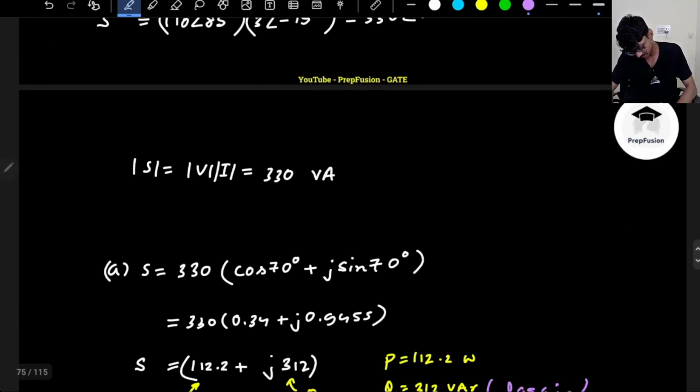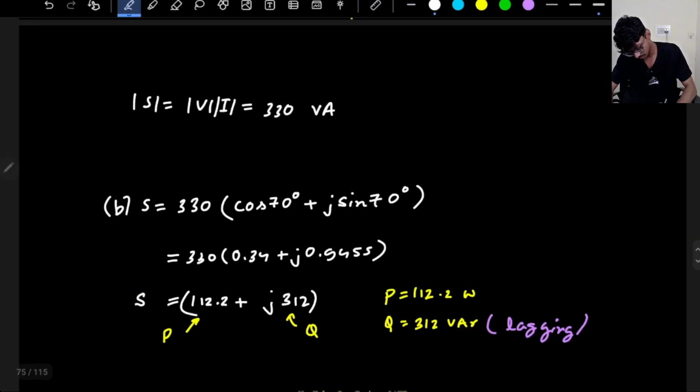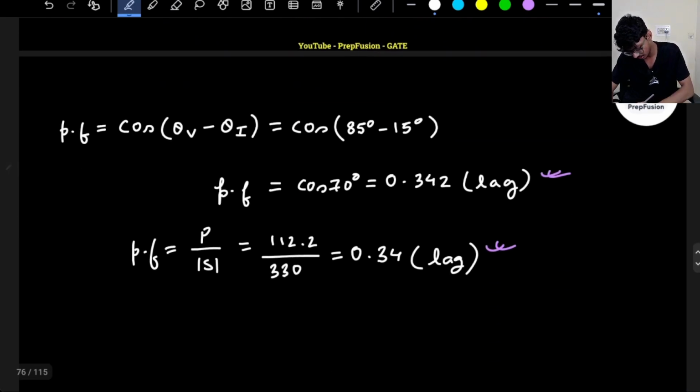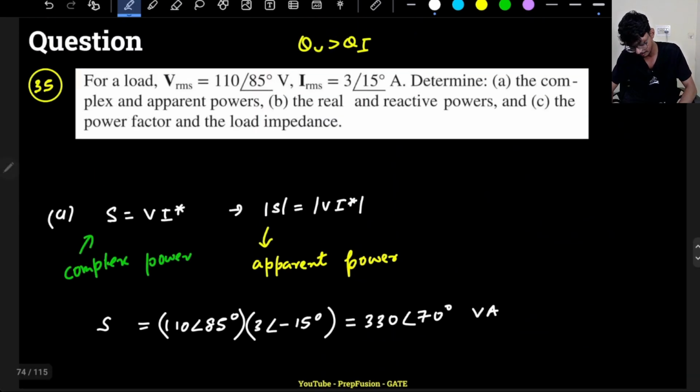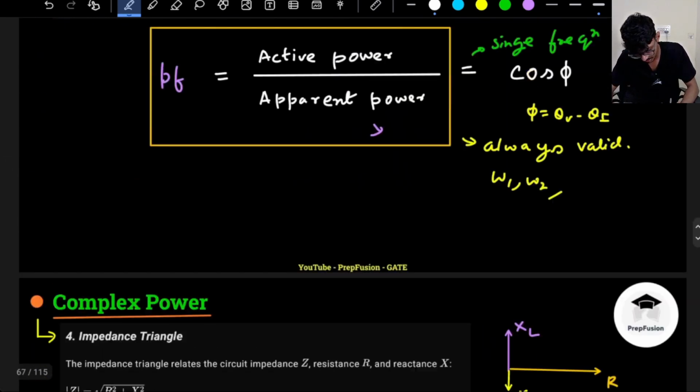This was the B part, I believe, correct? And in the third part they are asking the power factor, and also the load impedance. So what is load impedance basically? If I have this complex network, right?